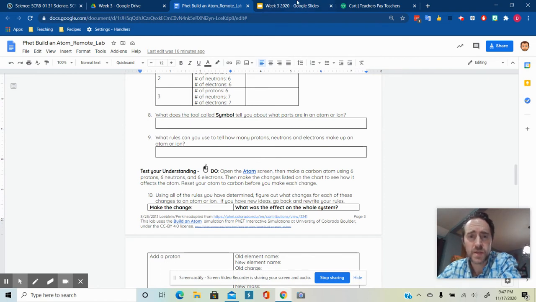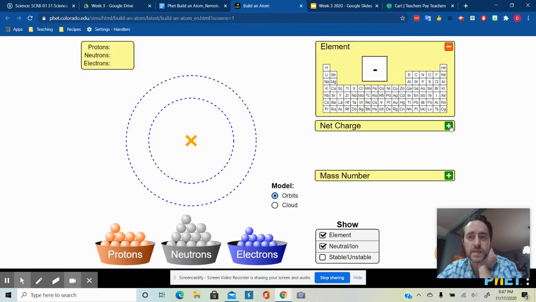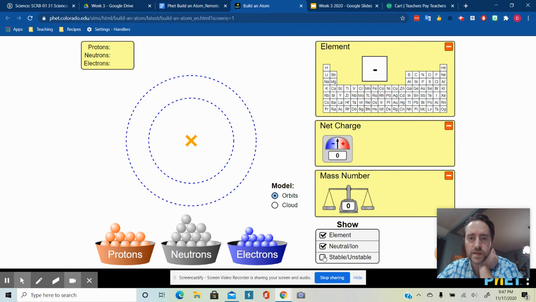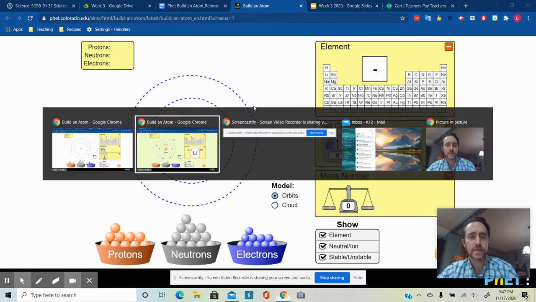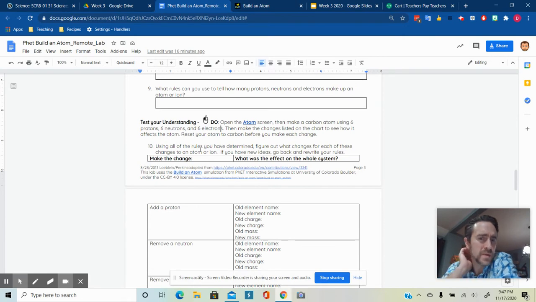For the next part, we're going to open a separate thing. This is the Building an Atom, the same one that we used yesterday. So if you want to open everything up again, net charge, mass number, and if it's stable or unstable, and go back here. Just think about all the rules you've determined so far. Figure out what changes for each of these changes to an atom or an ion. So we're really just testing some of the rules that we've come up with.